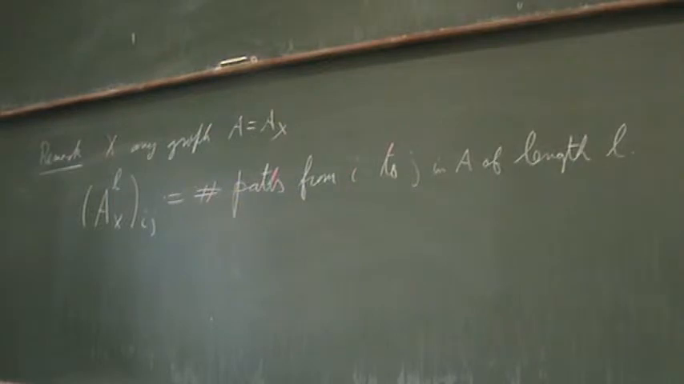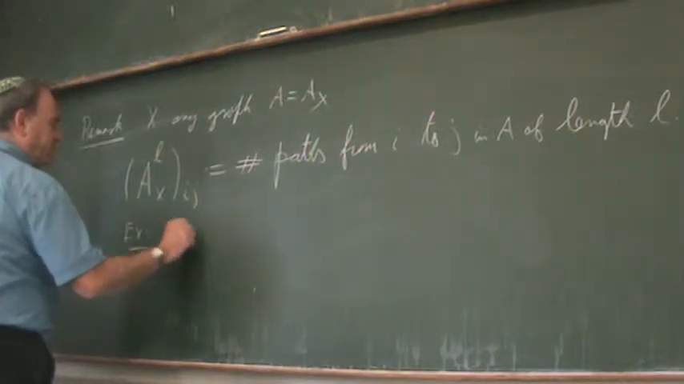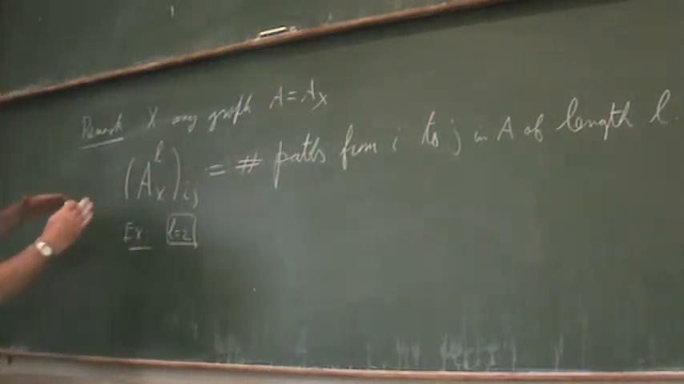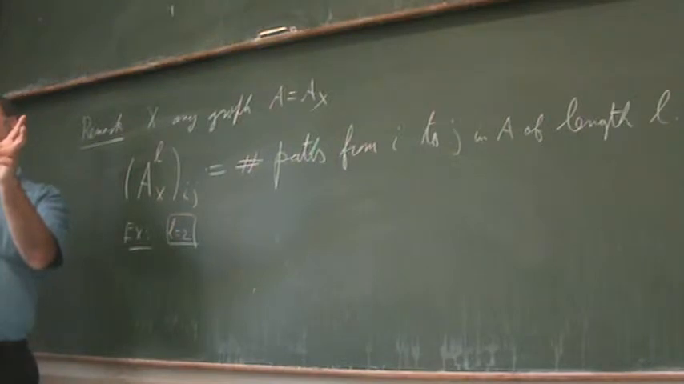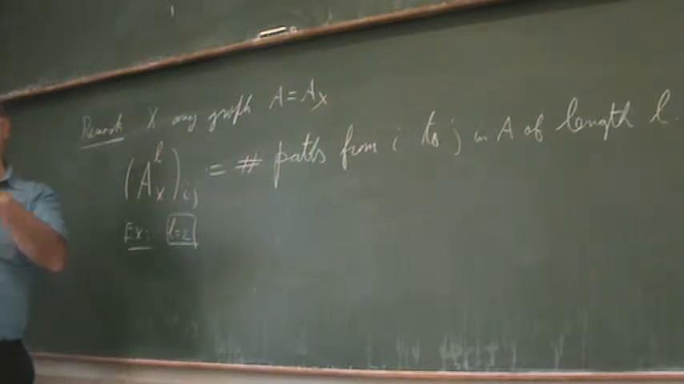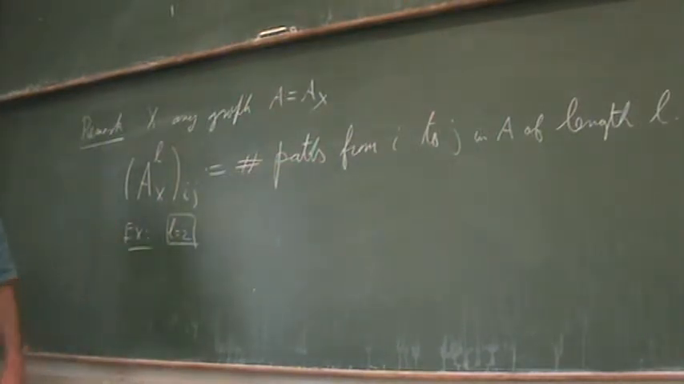We need it only for L equal 2, but it's kind of cute to know it in general, so I leave it to you as an exercise. But take L equal 2, that's the most important case for us. And you see that when you multiply the rows in A with the columns in A, you will get a contribution of 1 exactly when you can do a path of length 2 from I to J. So, okay, think about that.